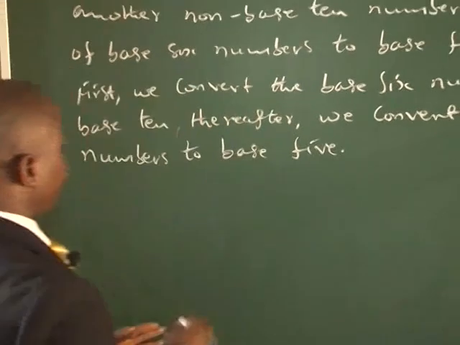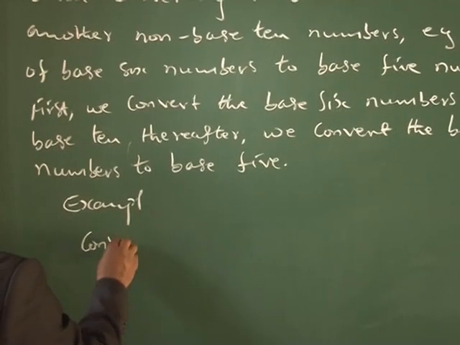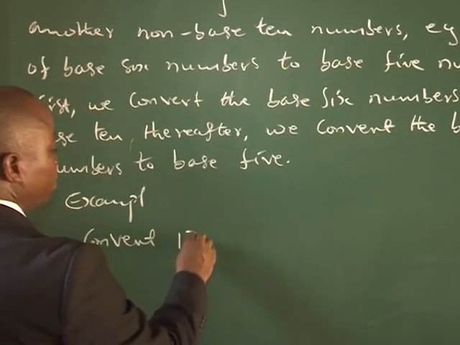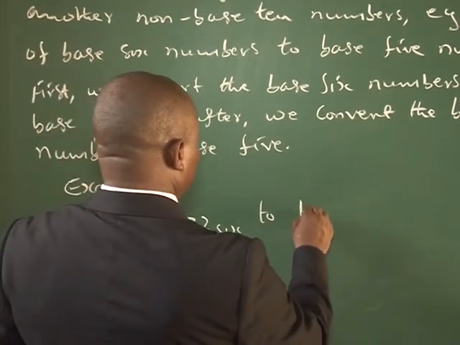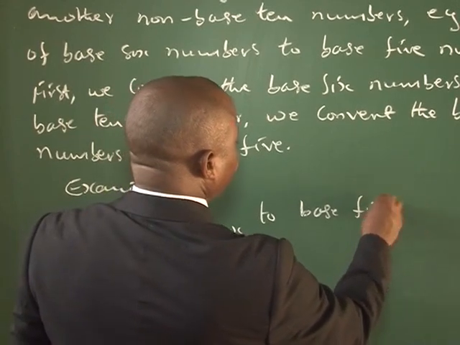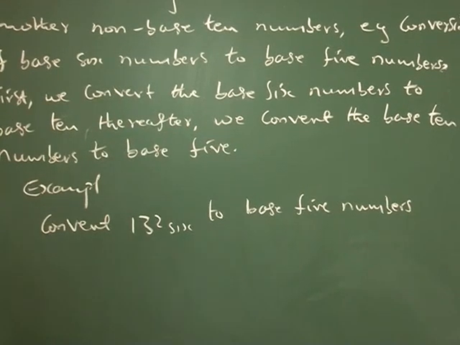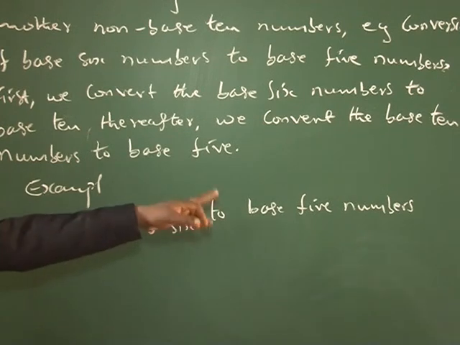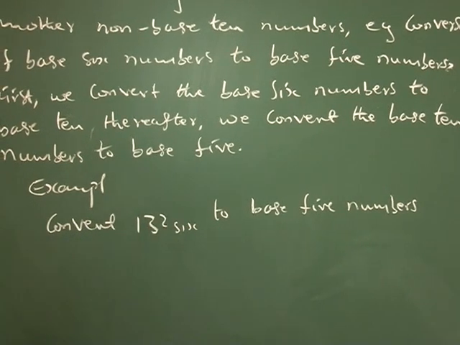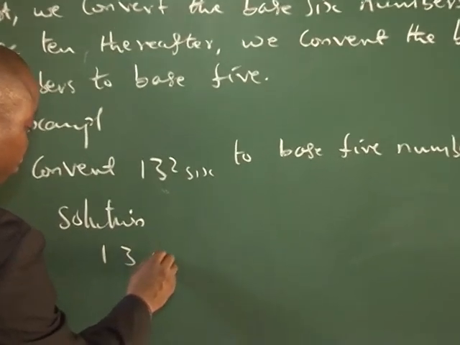Now let's pick this example. Example: convert 132 base 6 to base 5 numbers. So first of all, I'm going to convert this to base 10. So this is the solution. 132 base 6.